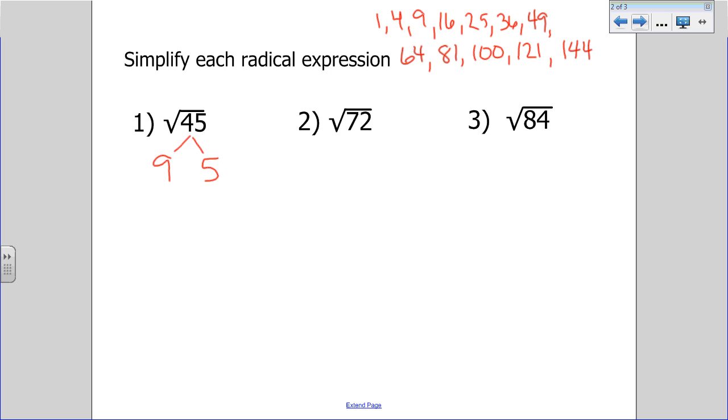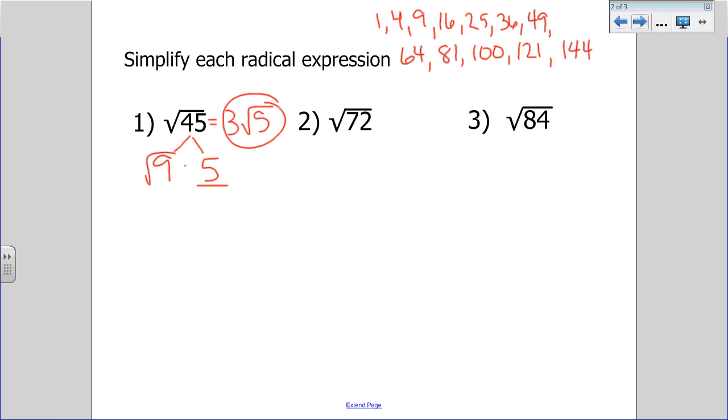9 times 5 is 45. What I like about that is 5 is prime, which means it can't break down at all. Now what I can do is take the square root of 9, and the square root of 9 is 3. So I have 3 square root of 5. So that's one way of doing this problem. All right? So that's one way, taking the square roots of those perfect squares.